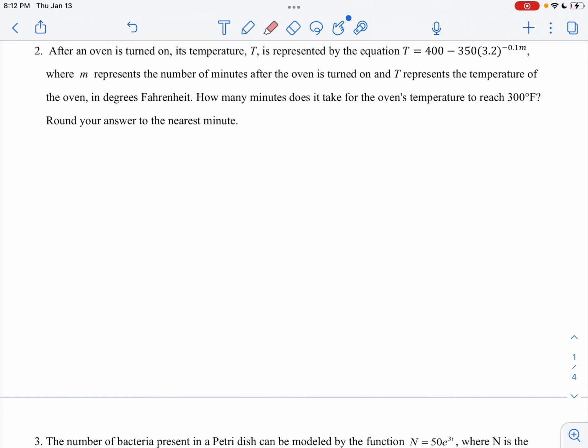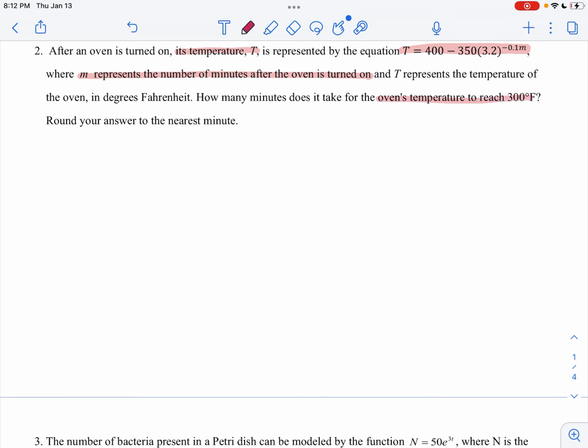Okay, so we have this question. They tell us that after an oven is turned on, its temperature T is represented by this equation. M is the number of minutes after the oven is turned on. T is the temperature of the oven, which we already have in degrees Fahrenheit. How many minutes does it take for the oven's temperature to reach 300 degrees Fahrenheit? And we're going to round to the nearest minute.